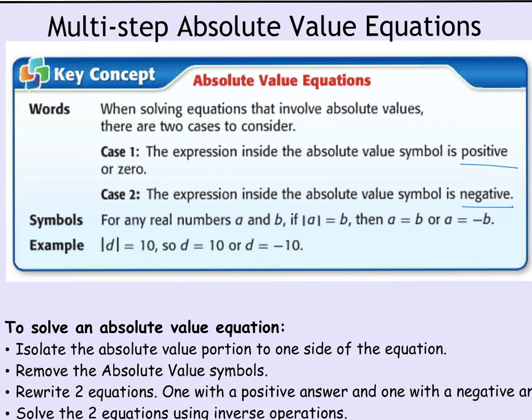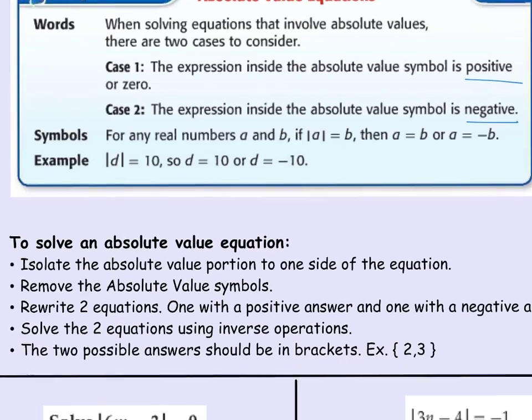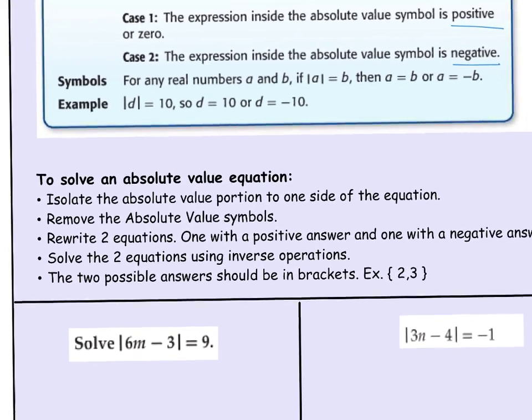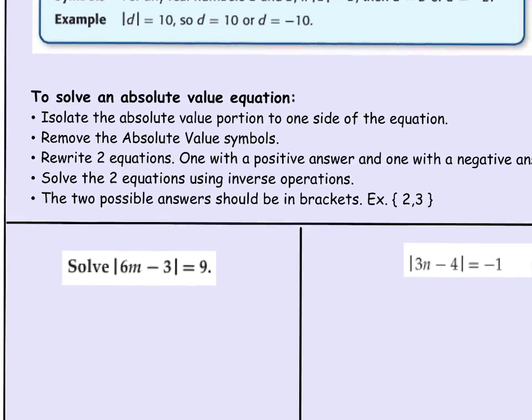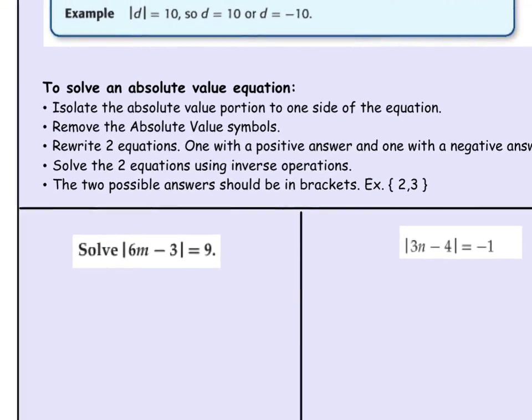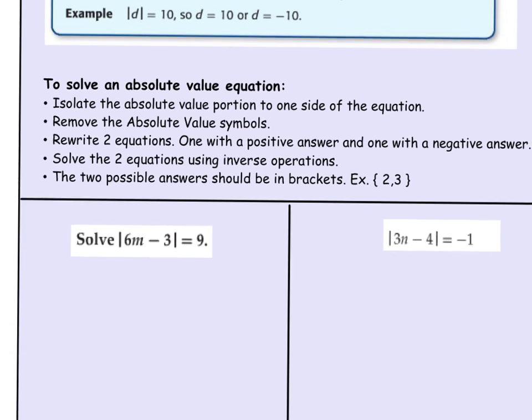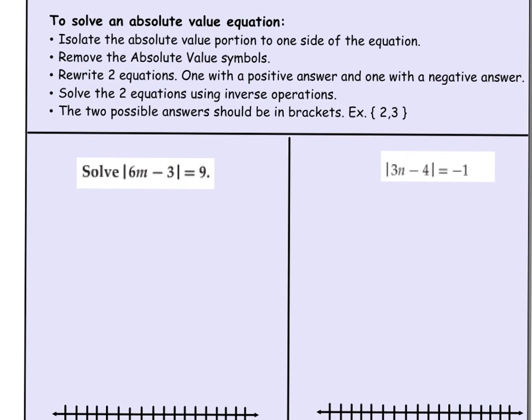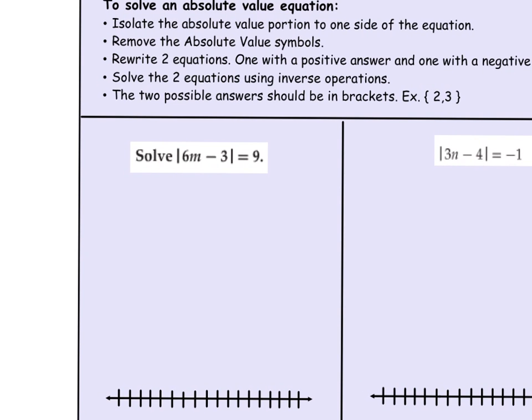This is just another book example. I'm going to fly through this. It's going to be one or the other. So again, the steps are here. If you didn't record them, maybe ask your substitute to pause it now if you need to and get those written down again. Otherwise, we're just going into multi-step. So not much different. We're still doing inverse operations, and we're still writing 2 equations, one with a positive answer and one with a negative. So let's try this first one.